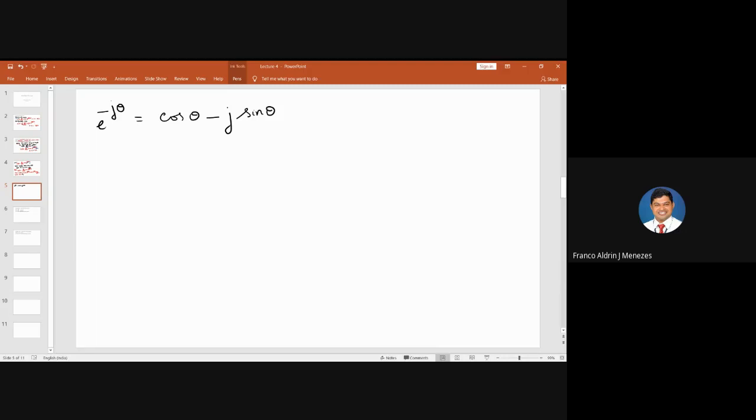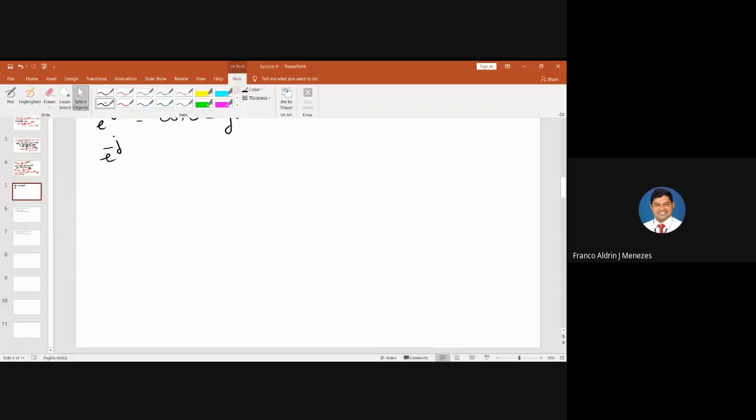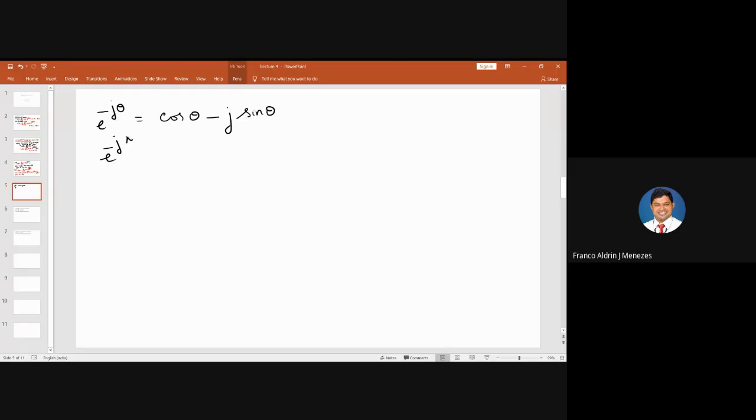At this particular point, your calculator is going to help you. Without a calculator, it is a little bit difficult for solving the other parts of the problem. So the first part here is, we want e to the power of minus j pi by 2, which is equal to cos of pi by 2 minus j sine of pi by 2.